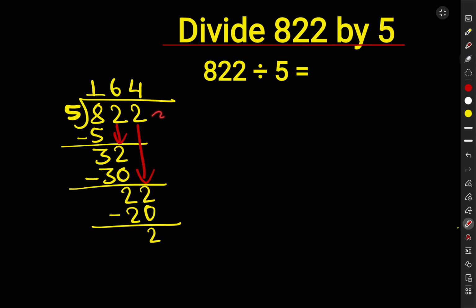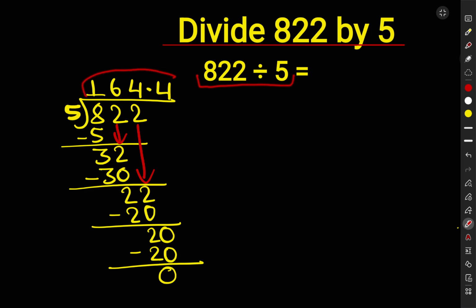So now we have no other number to put down. So we take here a decimal, so that we put 0. So it is 20 and 5 times 4 is 20. On subtracting we get 0. So 822 divided by 5 is 164 decimal 4.